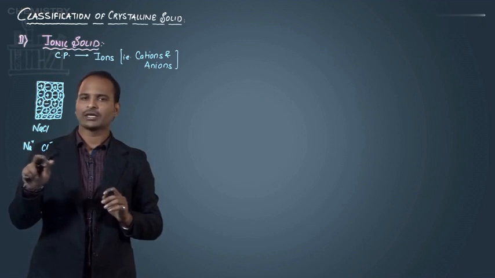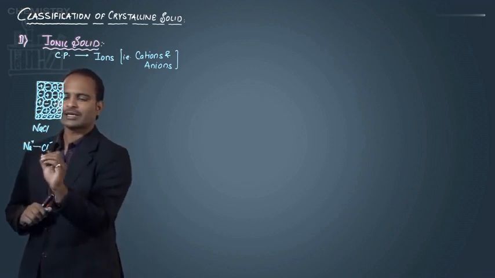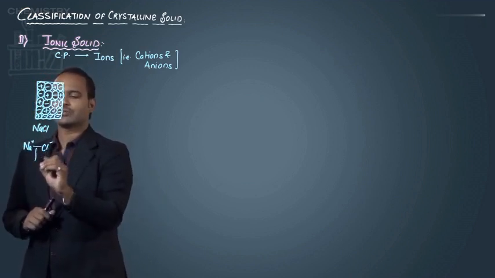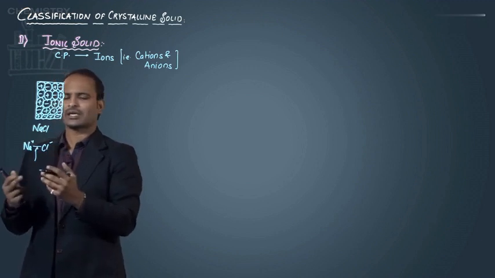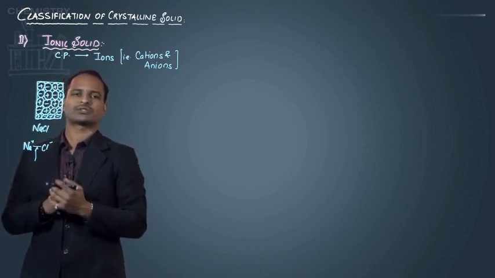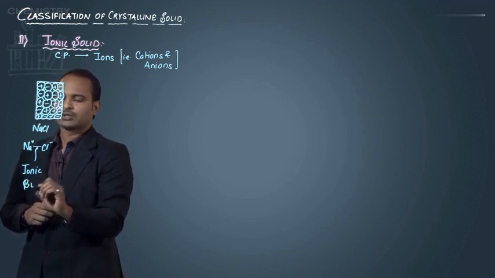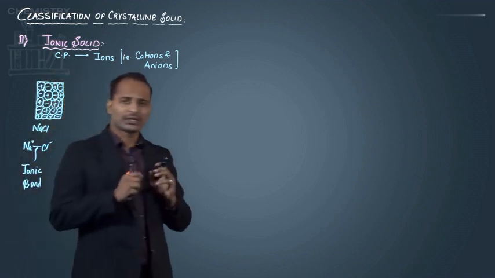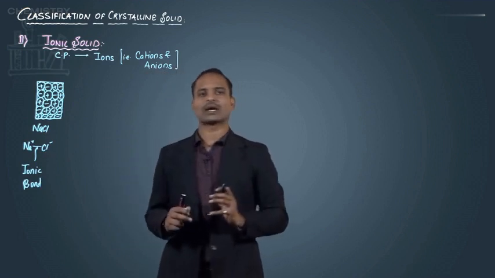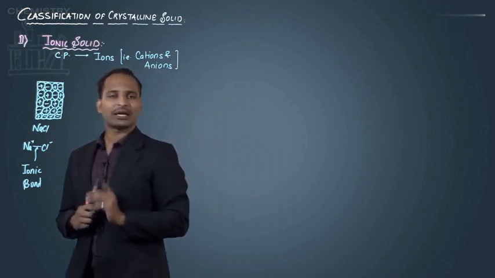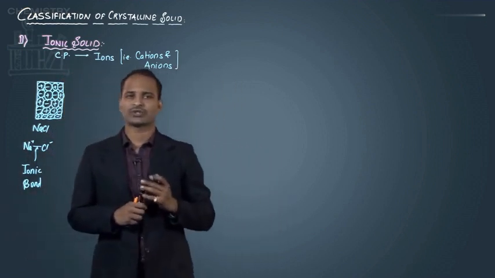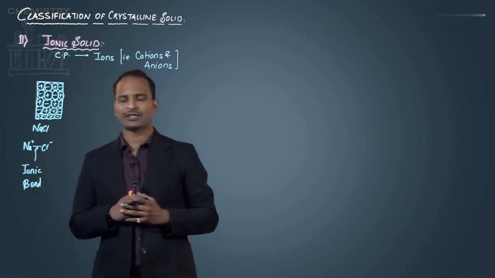Since they are carrying opposite charges, they are attracting each other, and this electrostatic attraction because of the opposite charge is called an ionic bond. So in case of an ionic solid, the attraction or the bond which holds the ions together is called an ionic bond, and an ionic bond is considered one of the strong bonds or strong forces of attraction.